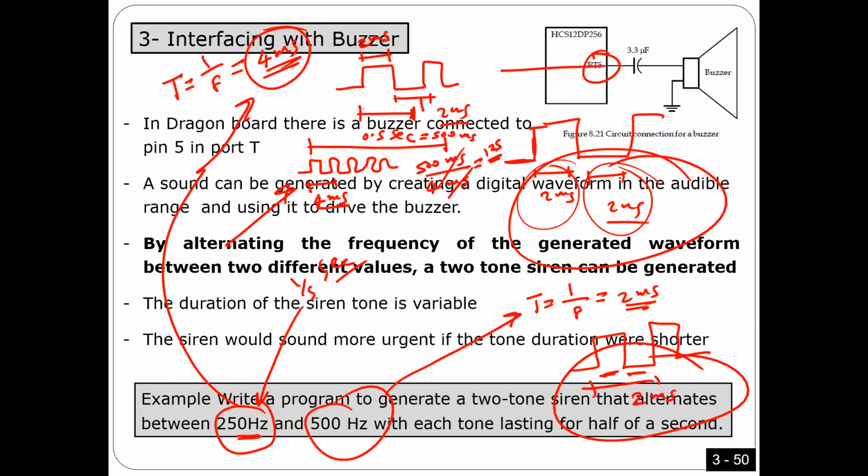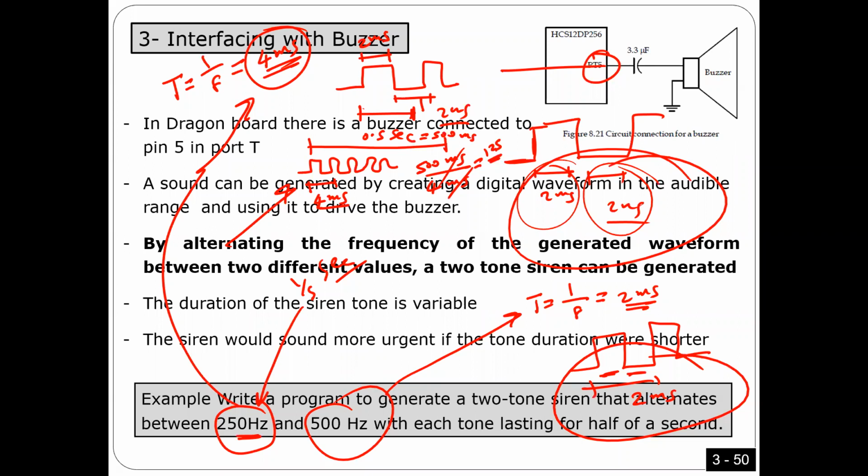So I'm going to make a loop, a for loop. Every iteration, I'm going to generate one cycle. So how many times do I have to loop? 125, because 125 cycles is going to be half a second. After that, I'm going to switch to the other frequency, right?